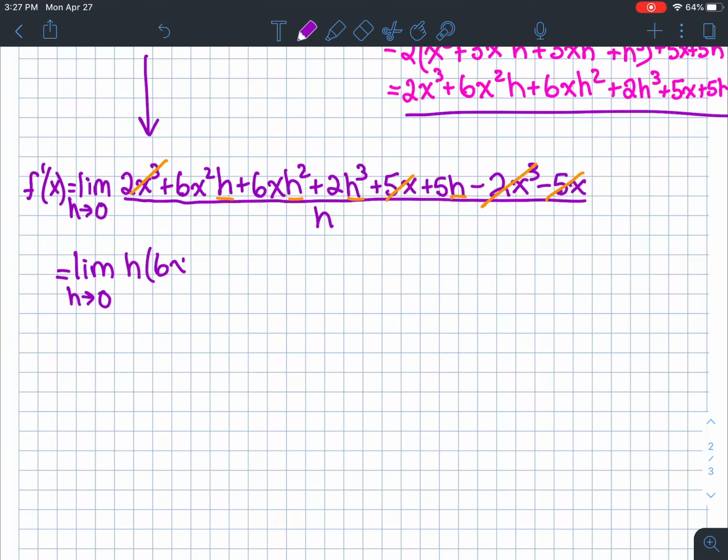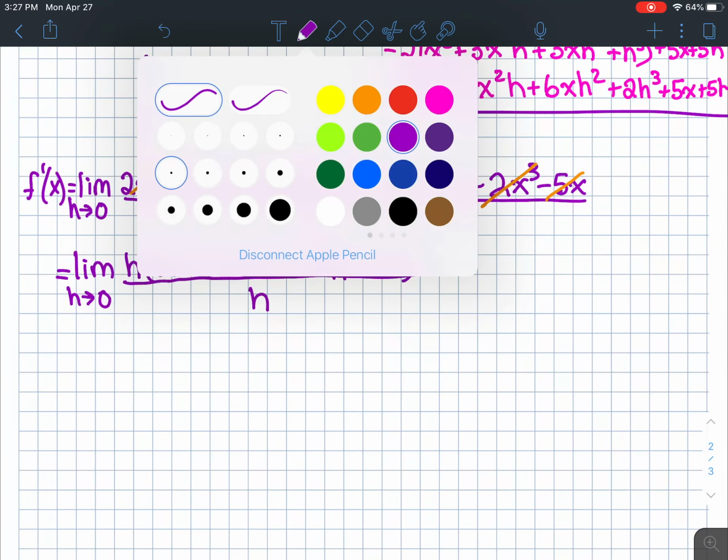So this will become 6x squared. Took care of that guy. And then I got plus 6xh. Took care of that guy. Plus 2h squared. That's that guy. Plus 5. I think I got everything. Divided by h. So now my h's can cancel.